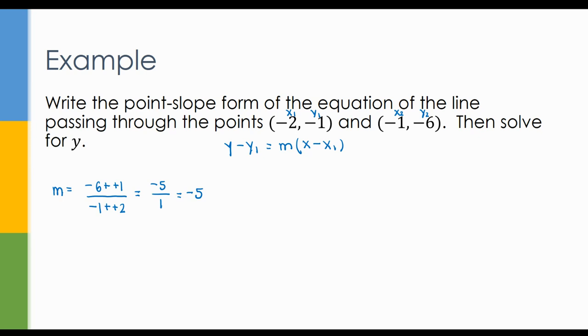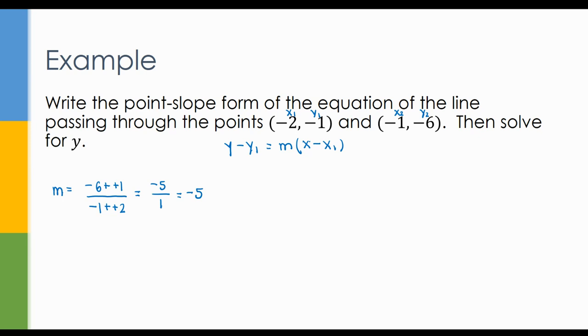So I know that that's going to go into my equation for m. It honestly doesn't really matter which one of those points you plug in for the x1, y1. But since I already labeled that first ordered pair of negative 2, negative 1 as the x1, y1, I'm just going to do that.